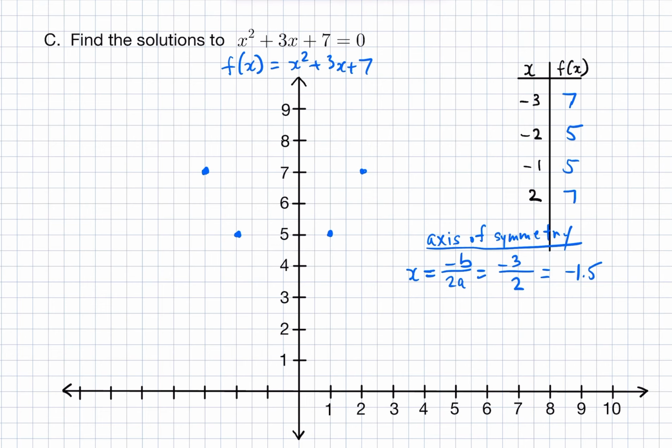Negative 2, if we enter that in, that gives us a value of 4. 4 minus 6 is negative 2. Negative 2 plus 7 gives us a value of 5. So we are plotting these correctly. Let's see. Negative 1. Where does negative 1 place us? Negative 1 squared is 1. 1 plus 3 times negative 1 gives us negative 3. So 1 minus 3 gives us negative 2. And negative 2 plus 7 gives us a value of 5.